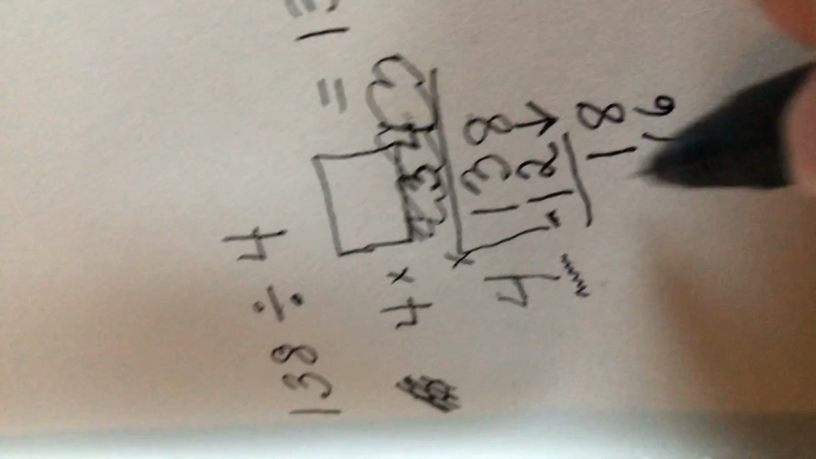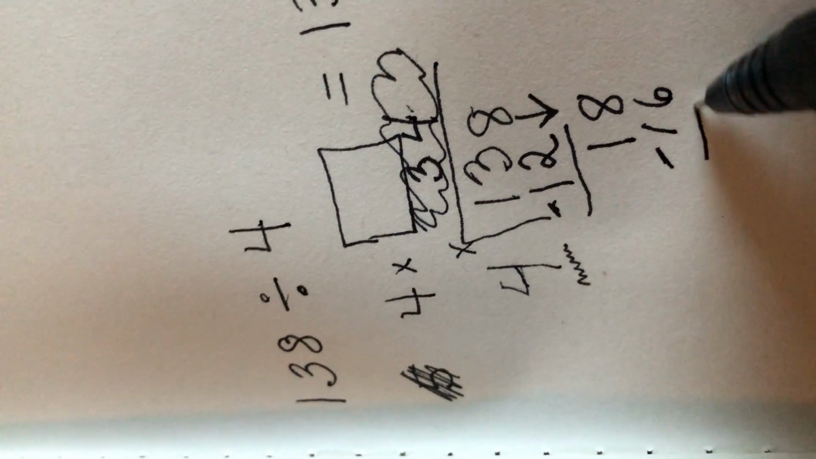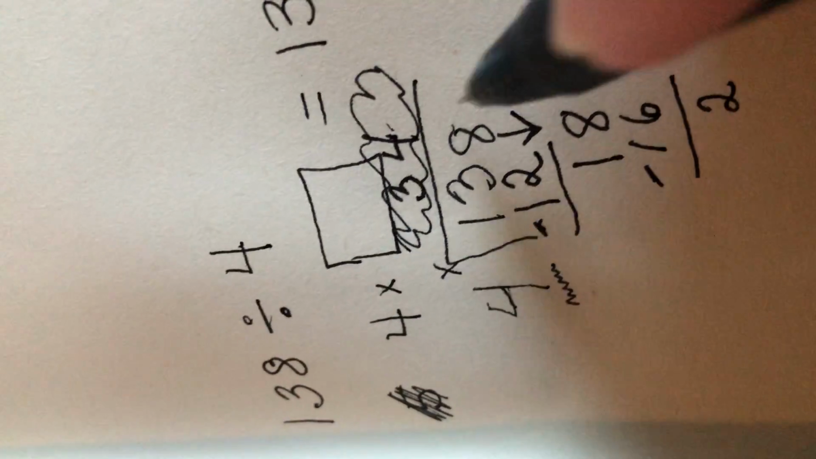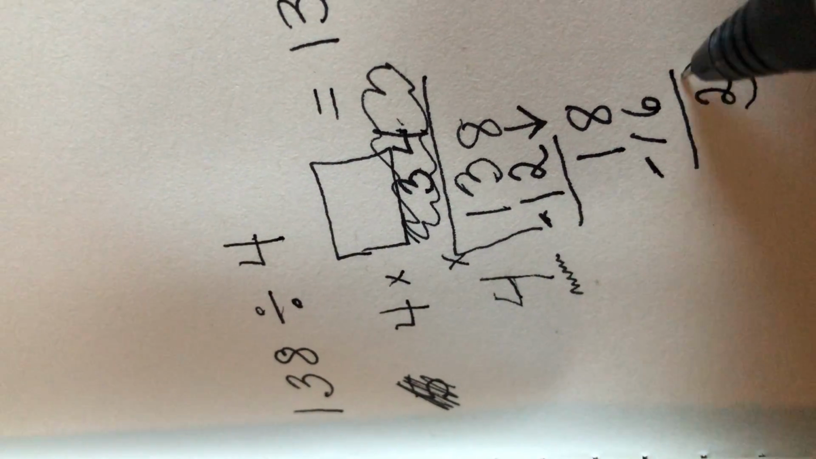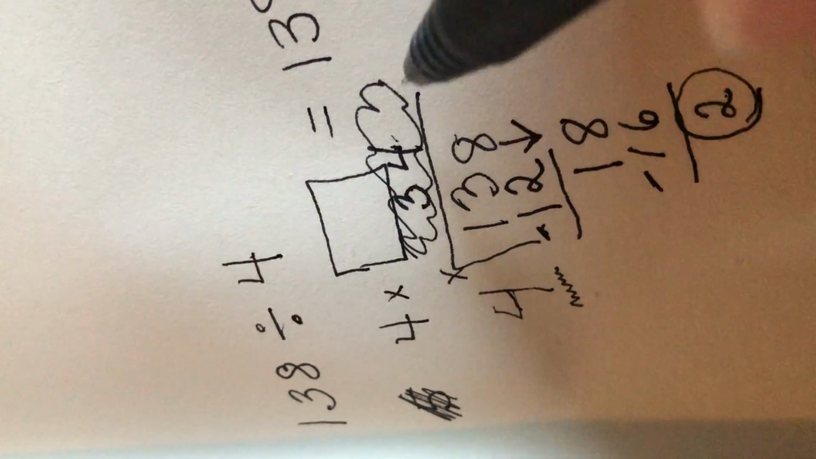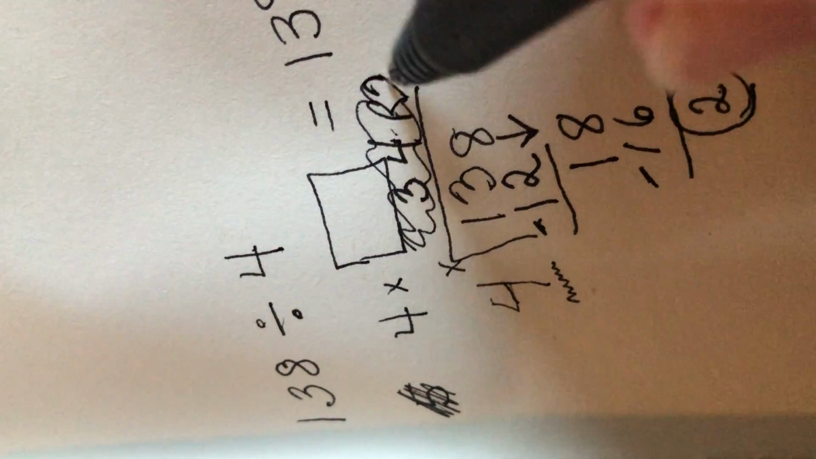And I'll subtract it just like I did up here. I'll subtract it, and I have a 2 left over. And since I don't have any more numbers to bring down, this is my leftovers. This is the end of it. I have 2 left over. So my answer is 34 with a remainder of 2.